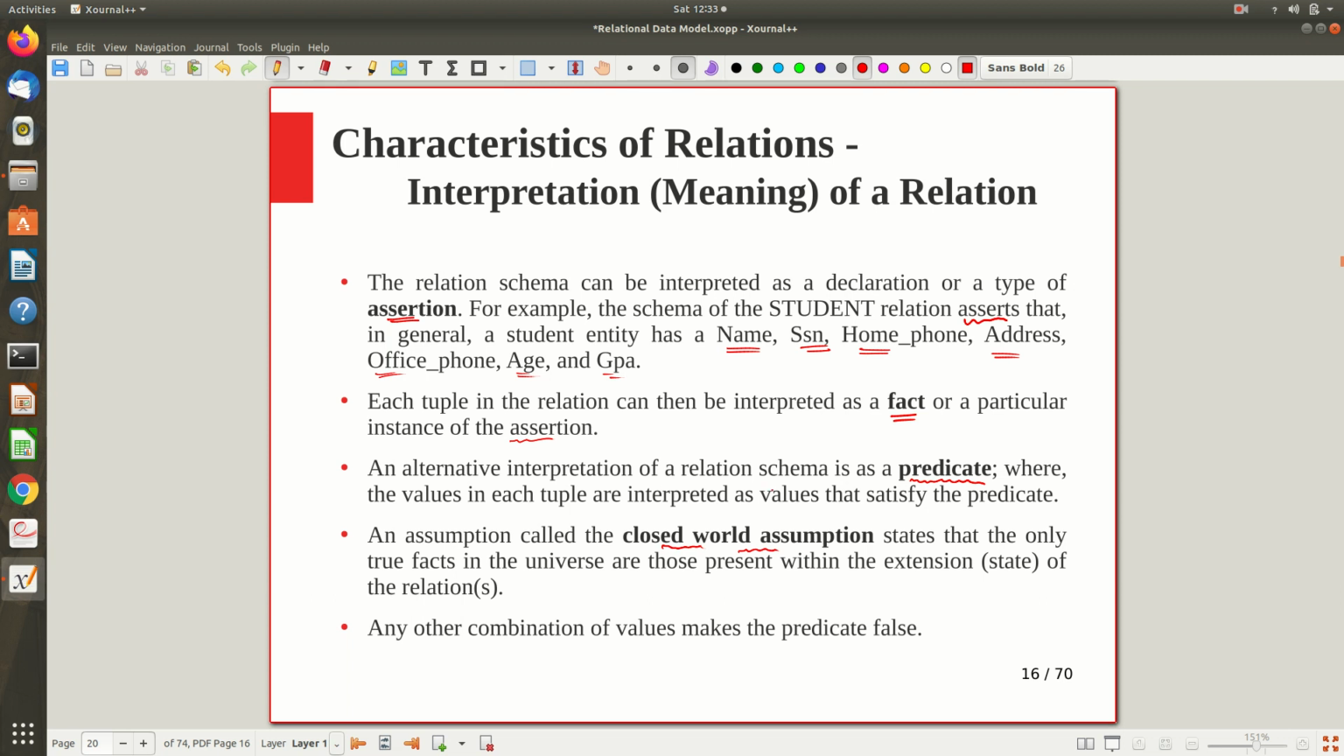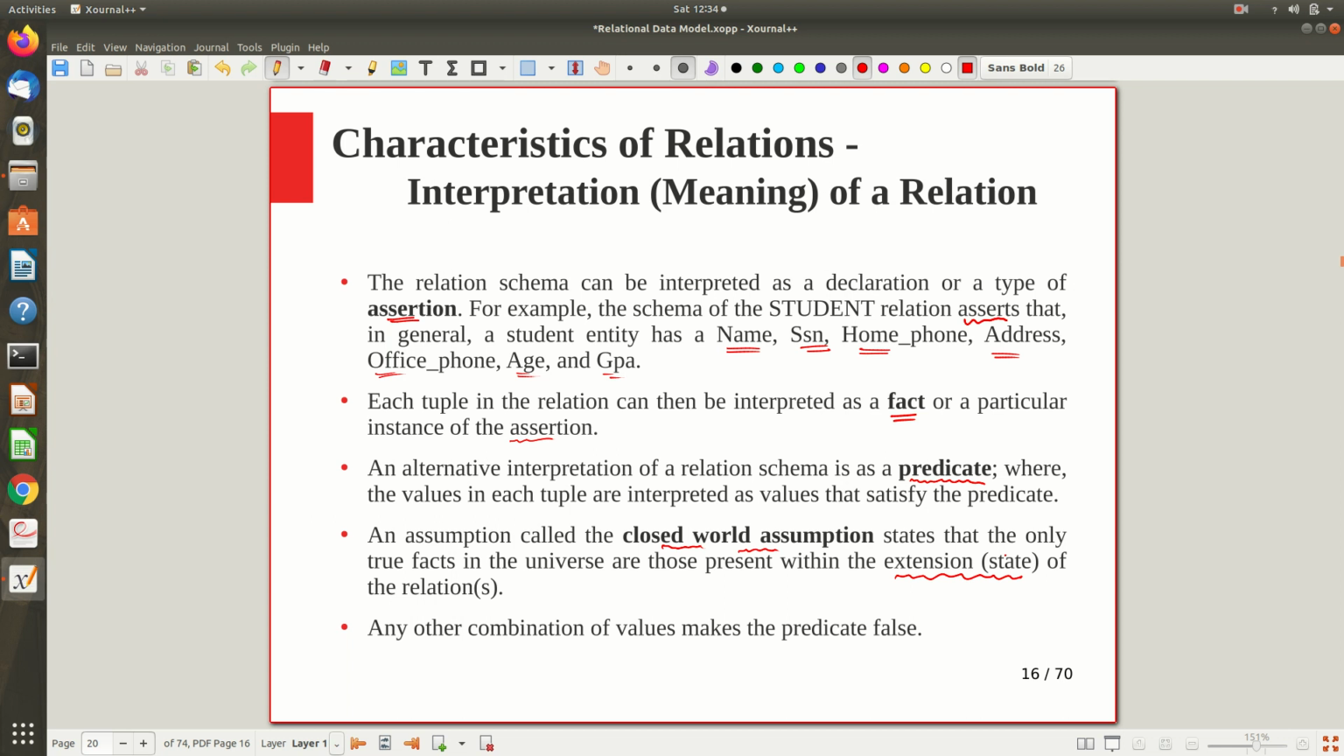It states that the only true facts in the universe are those present in the extension of the relation. You know what the extension or state of the relation is? The set of values at any current time. So what values currently hold in a given relation is what we call the extension, or the state of the relation, right. Intension is the structure. So look at the extension: you can see that it contains only the true facts, which satisfy the predicate. If you add some fact which does not satisfy the predicate, that makes the state an invalid state.